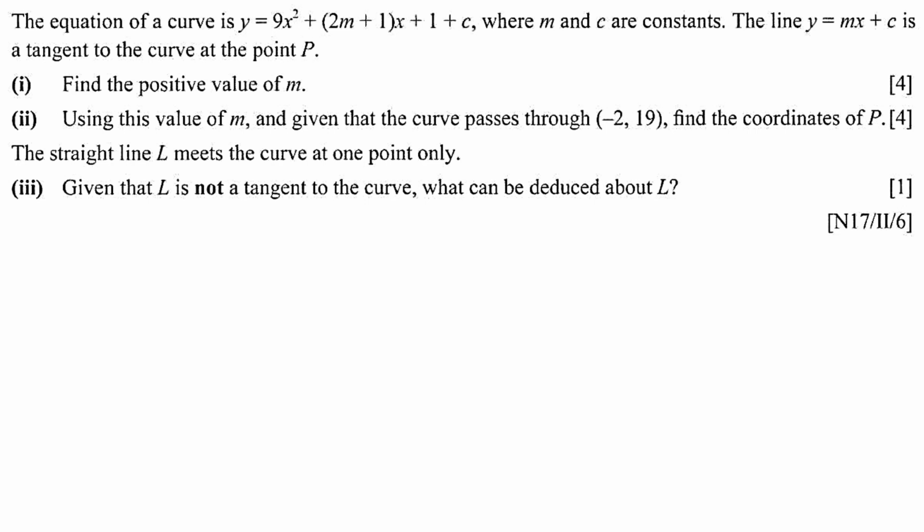Right, let's look at the last question. The last question involves a curve y equals 9x squared plus (2x plus 1)(x plus 1) plus c. m and c are constants. So you have a line y equals mx plus c that is a tangent to the curve at point P. Graphically, this is how it looks. This is a U-shaped curve because the coefficient of x squared is 9. And then you have a line here like that, so it touches at only one point. So one intersection point, and the value of your discriminant will be equal to 0. Okay, this is what it means. Find the positive value of m.